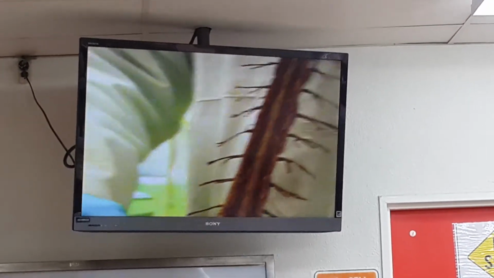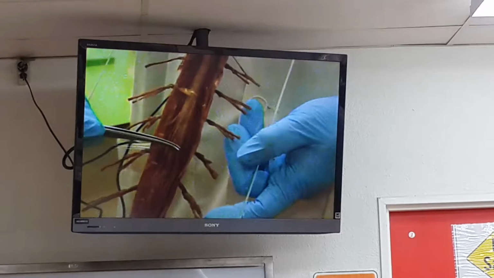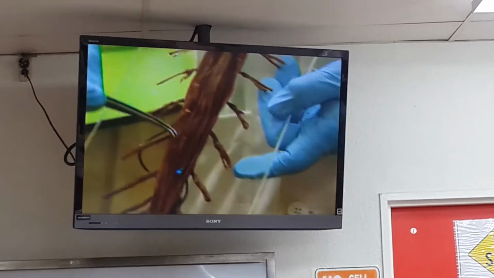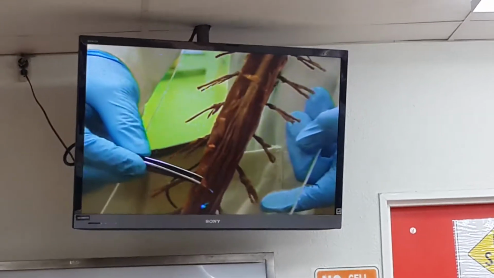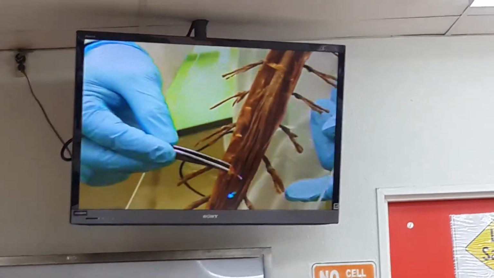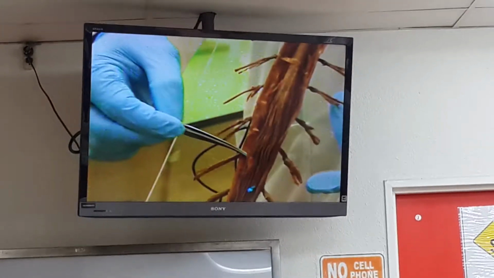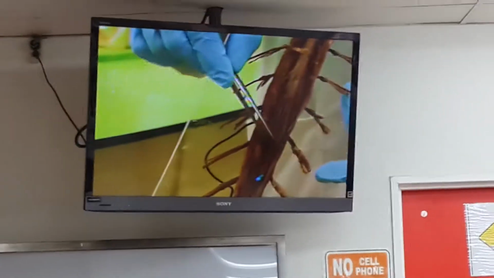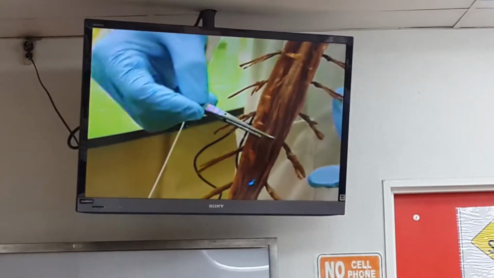And you can see the lower end of the spinal cord. Below this level, there is no spinal cord. You can see a bunch of spinal nerves there. It's called the cauda equina. Equina means horse, cauda means tail. Tail of the horse.